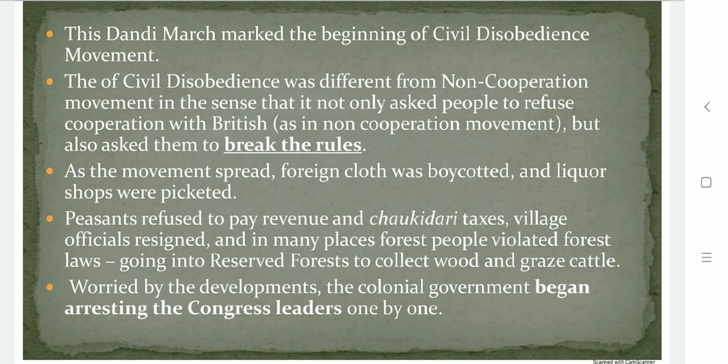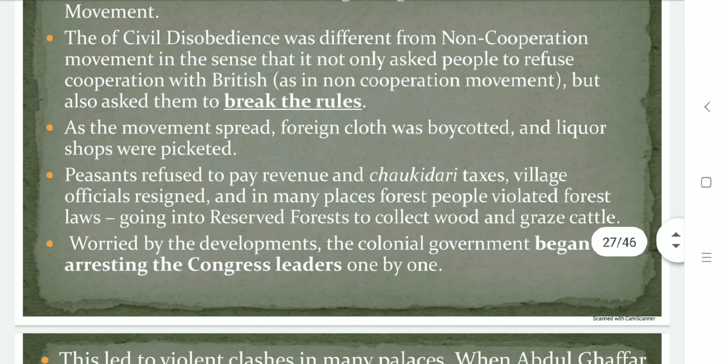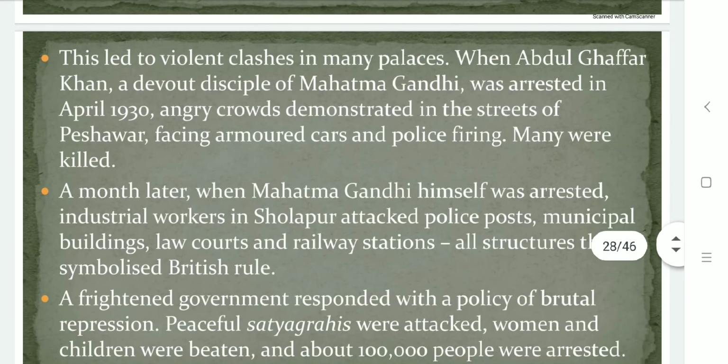As the movement spread, foreign cloth was boycotted and liquor shops were picketed. Peasants refused to pay revenue and chowkidari taxes. Village officials resigned in many places. Forest people violated forest laws, going into reserved forest to collect wood and graze cattle. Worried by development, the colonial government began arresting Congress leaders one by one.